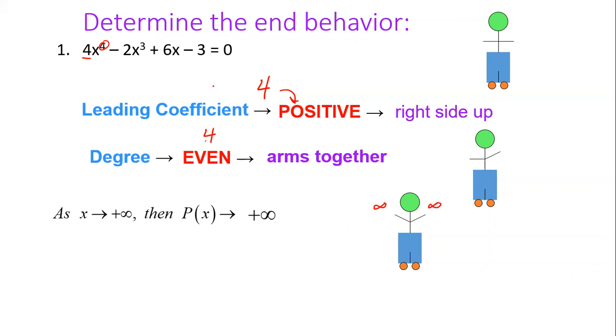This is the main part. P of x refers to the function itself, the whole thing. So as I'm going to the right, what is my right hand doing? It's going up, right? So therefore, P of x, that's where it's heading towards. What is your function doing? P of x is the same thing as y. Anything in function notation means that I'm asking, what are your y values doing?